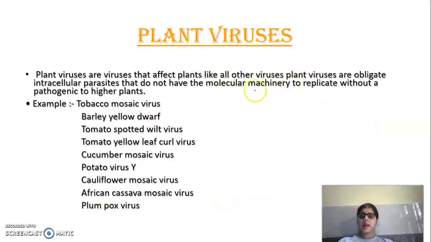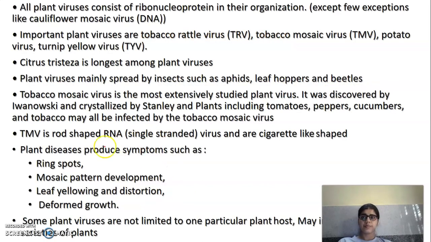Plant viruses. Plant viruses are viruses that affect plants. Like all other viruses, they are obligate intracellular parasites that do not have the molecular machinery to replicate without a host, and are pathogenic to higher plants. Examples of plant viruses are tobacco mosaic virus, barley yellow dwarf virus, tomato spotted wilt virus, tomato yellow leaf curl virus, cucumber mosaic virus, cauliflower mosaic virus, etc.